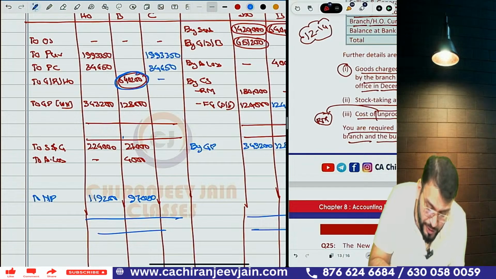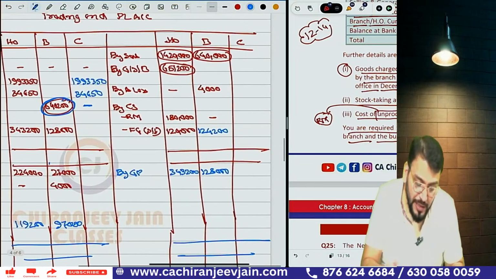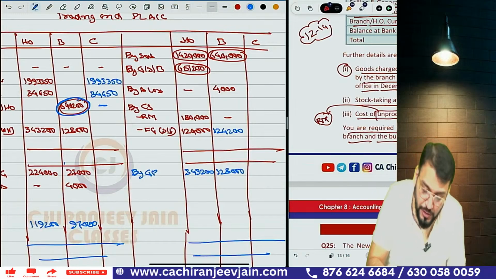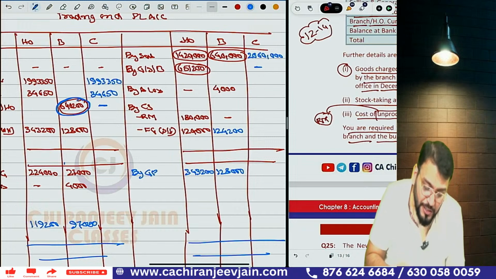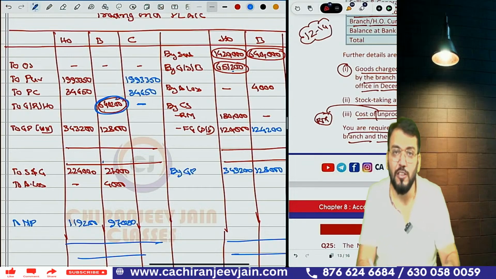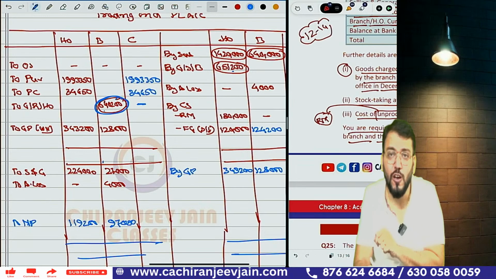Goods received from head office will not come. Sales will come 14,20,000 plus 6,40,000, which is 20,60,000. Goods sent to branch will not come. But you can see there is a difference between 6,51,200 and 6,40,000. That is goods in transit, so goods in transit will become a part of closing stock.